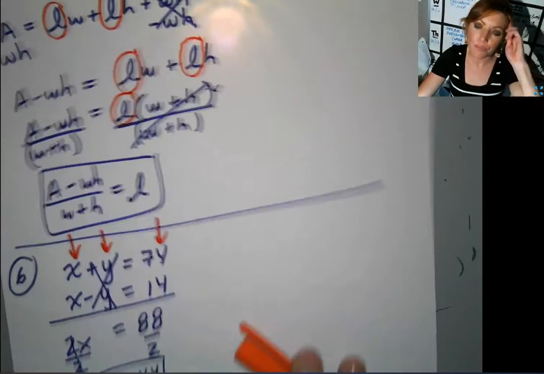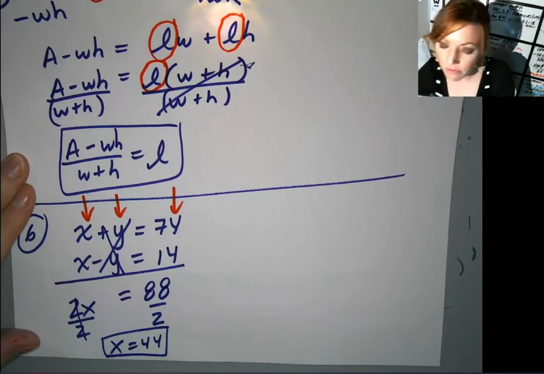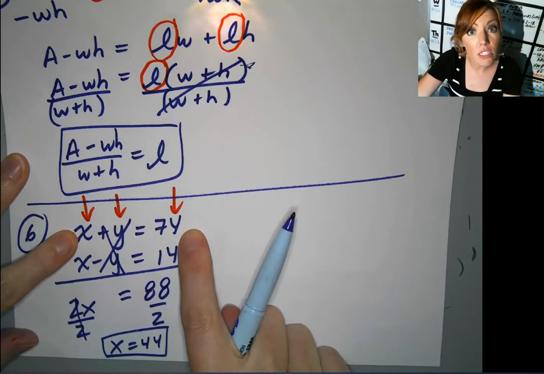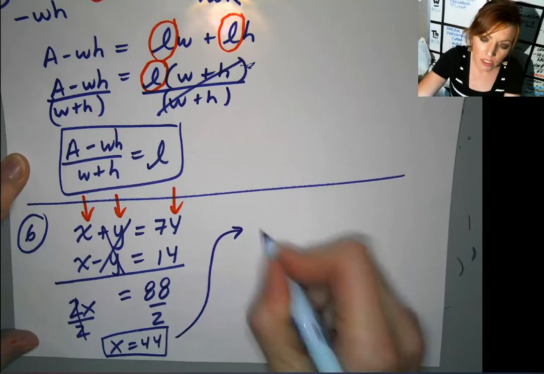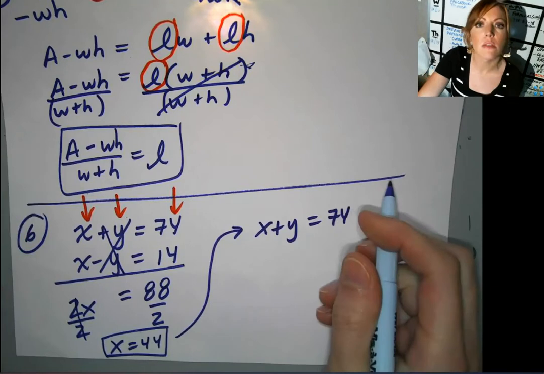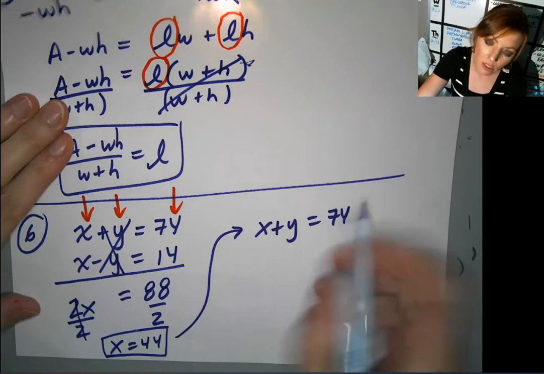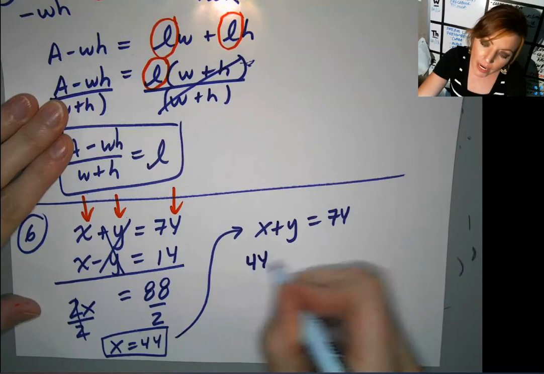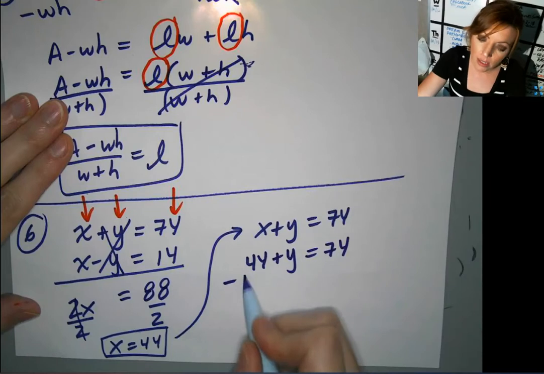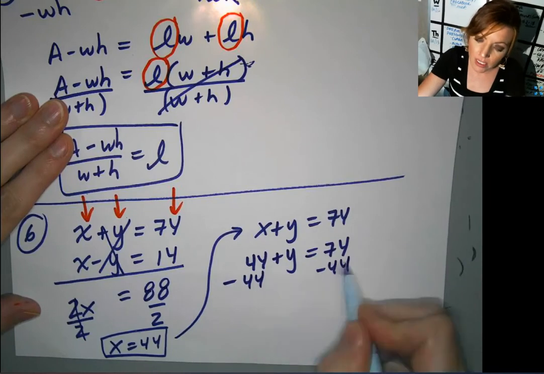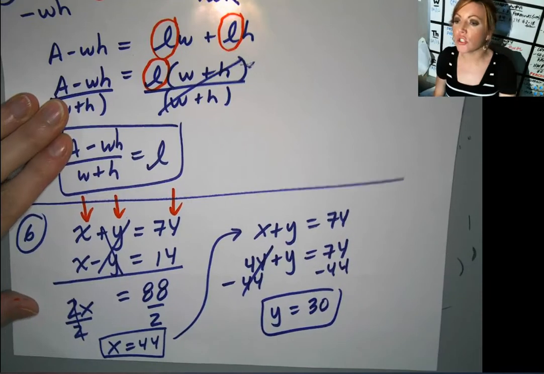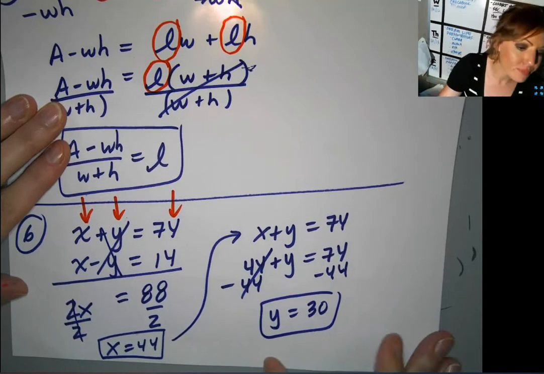Whoops, sorry about that. Okay, now that we have that one of the numbers is 44, we can take it and plug it back into either of these equations to get the other number. So x plus y equals 74. It doesn't matter which equation, since these numbers should fit in both of these categories. But again, we just found that x was 44, so 44 plus y is 74. And then we subtract 44 from both sides, and y equals 30. And those do fit that category.